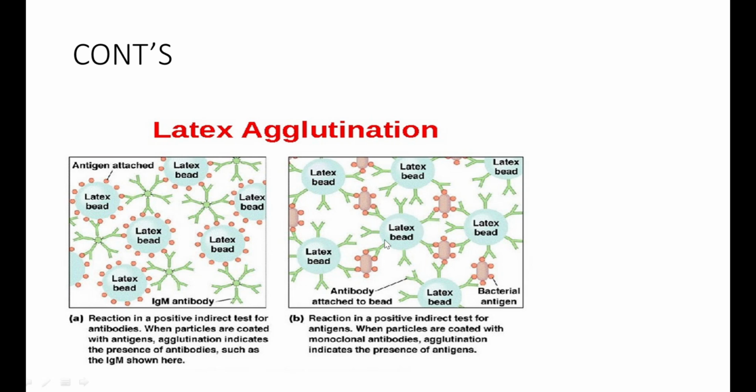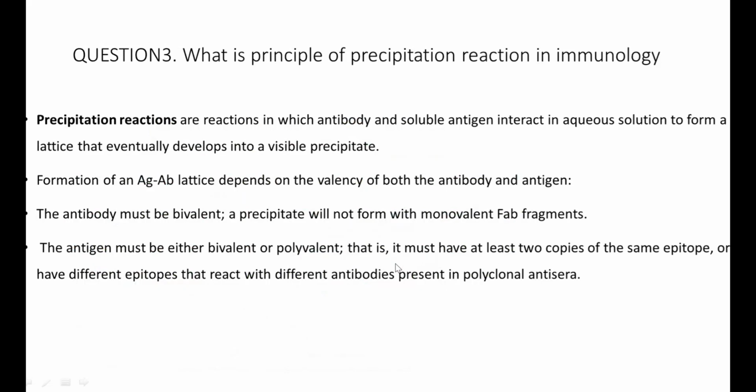This image also shows when the latex bead is coated with the antibody, which we use to look for the antigen in the patient sample. Here in the image, we are looking for the antigen present in the patient sample, while the latex bead is coated with the antibody. When you see the agglutination, it means there is a positive result because of the presence of the antigen in the patient sample.